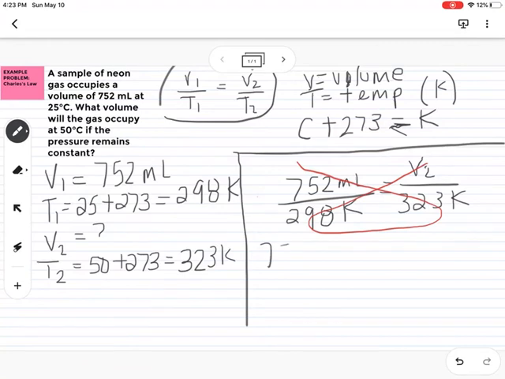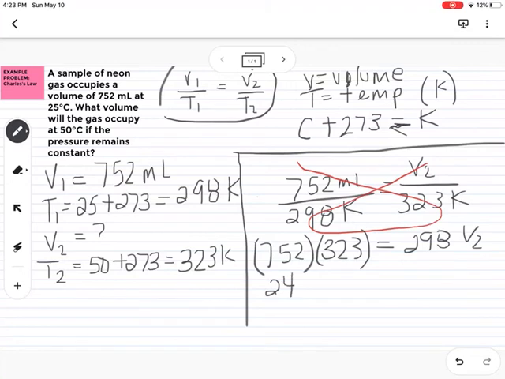So 752 times 323 is going to equal 298 V2. I multiply what's on the left times 2. 752 times 323, we have 243,219 equals 298 V2. I'm going to divide both sides by 298 to get V2 by itself.